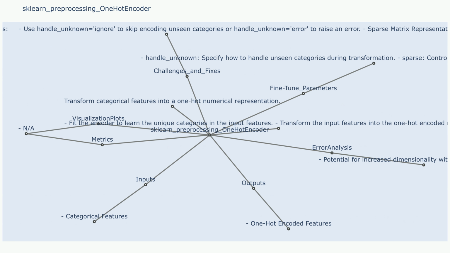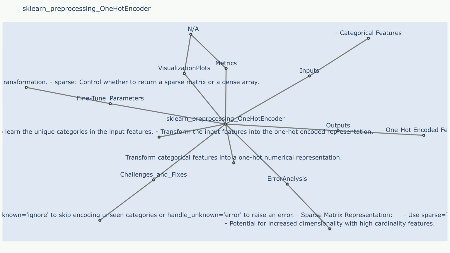Explain in detail: it creates a binary vector for each category, where a single element is set to 1 and all other elements are set to 0. This vector represents the presence or absence of that specific category. Metrics. Metric 1. Explain in detail.